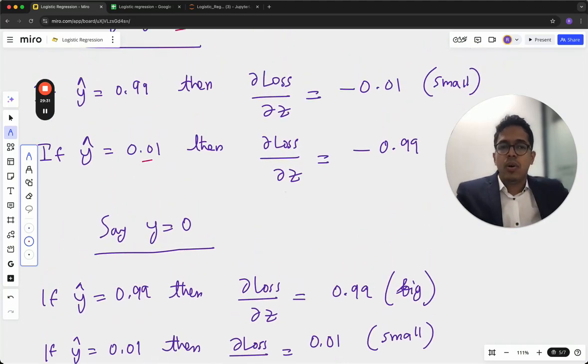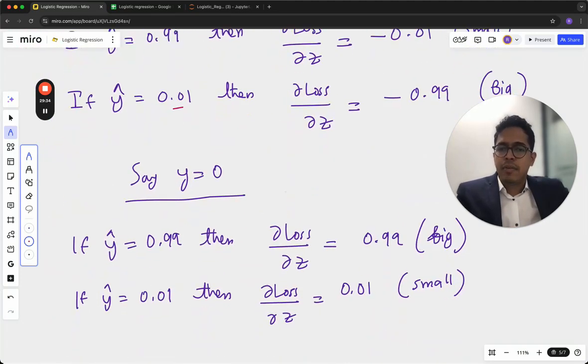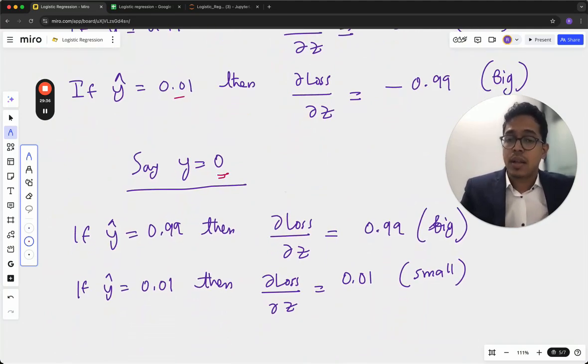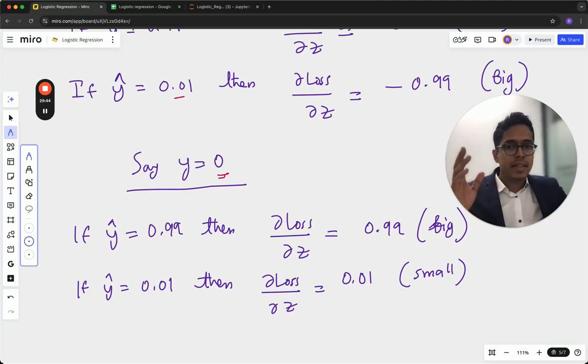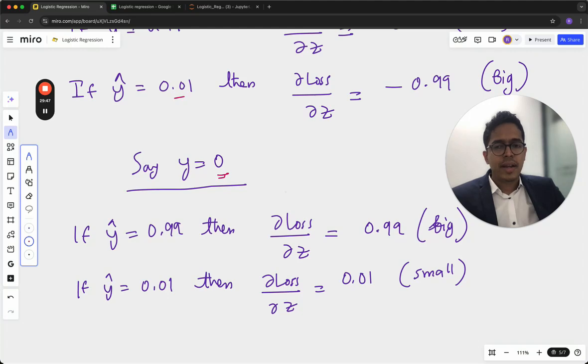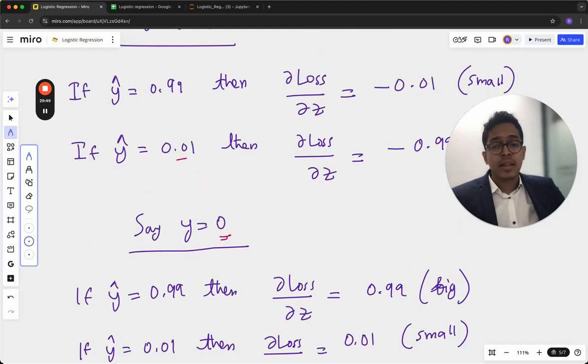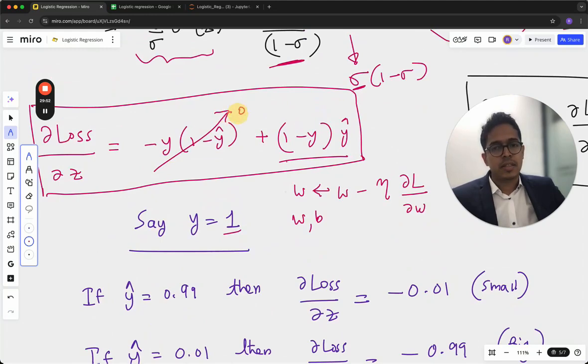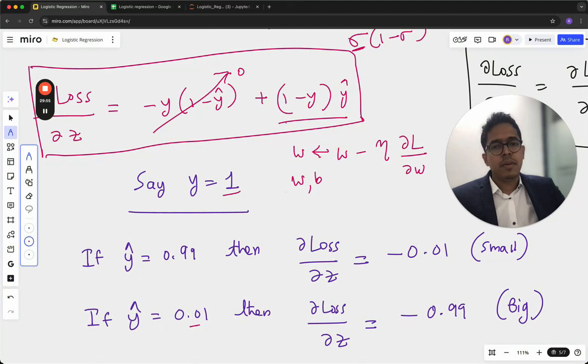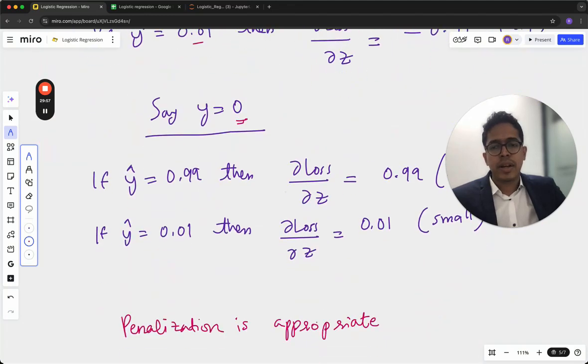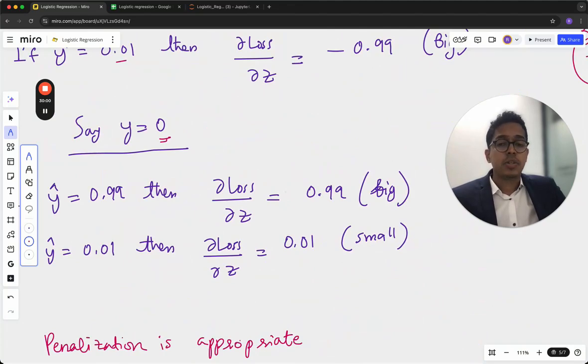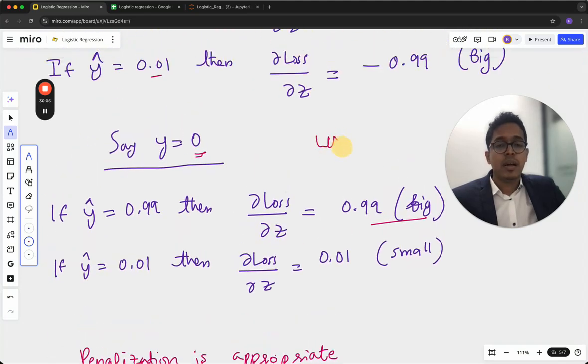But now, okay, these are the two cases when y equals 1. What if y equals 0? If y equals 0, your prediction should be very close to 0. You don't want y cap to be close to 1. If that was the case, you should penalize, and let's see if that will happen. If y cap equals 0.99 while y is 0, then this term will be 0 because y equals 0. Then this term will be 1 and y cap is 0.99, which means ∂loss/∂z is 1 times 0.99, and this is a high value. So you are penalizing w and b by making them change a lot.